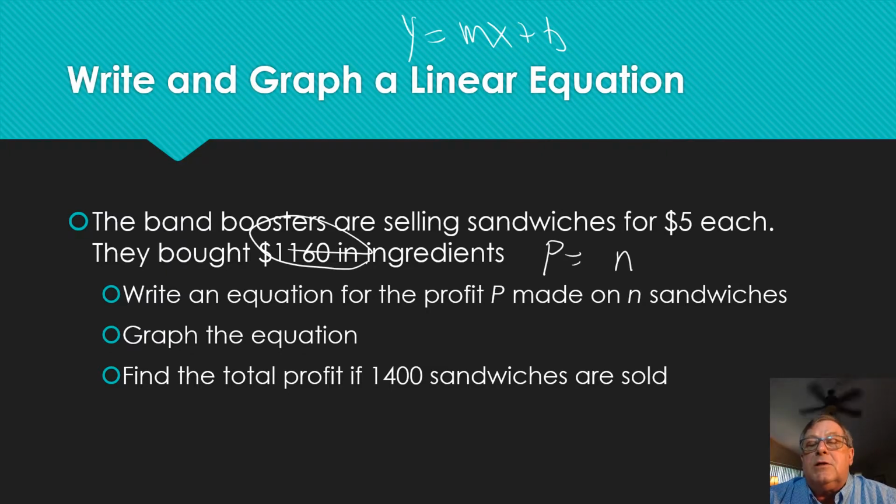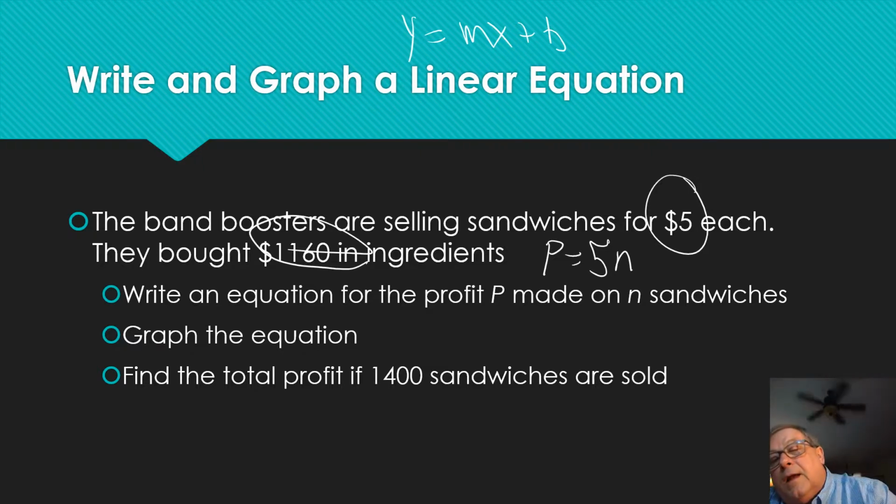And let's see, the slope, M, what's the slope? Well, I'm going to sell these sandwiches for $5. Now, depending on how many sandwiches I sell, that's going to determine my profit or maybe even my loss if I don't sell enough. So that's like my slope. So we can say this is 5N. But I've got $1,160 in cost. Well, that can be like my B.